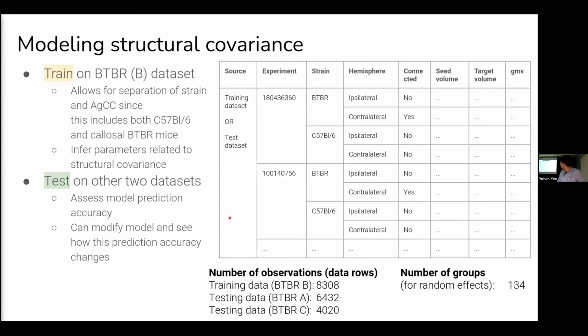So going to the first part on inferring parameters. Before I do that, actually, this is the structure of the data that goes in. If you're interested, we have around 8,308 observations corresponding to the number of mice multiplied by the number of different viral tracing experiments. So that's a substantial number of observations.